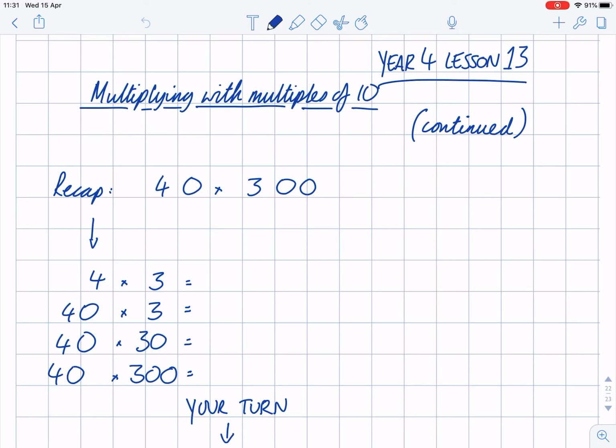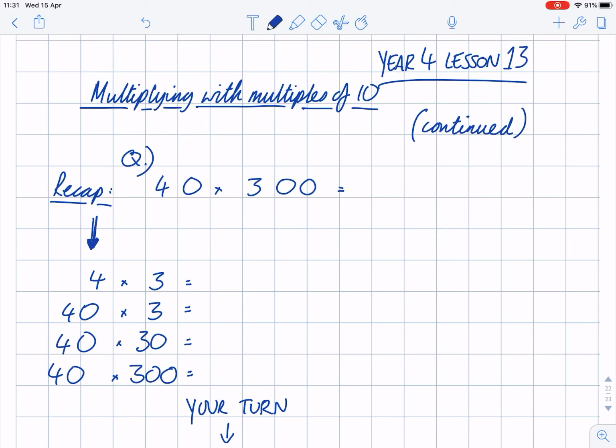Okay then, year 4. So we're going to continue looking at multiplying with multiples of 10. So I'm going to recap what we did yesterday, and then we're going to go on to some more challenging problems. So you can see the first question I'm asking you is, what is 40 multiplied by 300? Now, just because there's lots of zeros and the numbers are quite large, it doesn't matter. If we use the method that I'm going to show you now, you will consistently get the right answer.